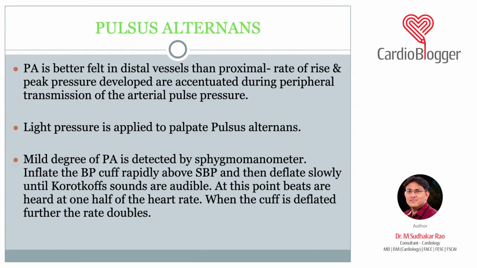When you further deflate the cuff, you can feel that the carotid curve sounds, the rate doubles. So initially when you deflate the cuff, the carotid curve sounds are audible at half the heart rate, for example 50. Further deflating the cuff, you can hear all the carotid curve sounds, that is, all the 100 beats. So this is how you appreciate a pulsus alternans.